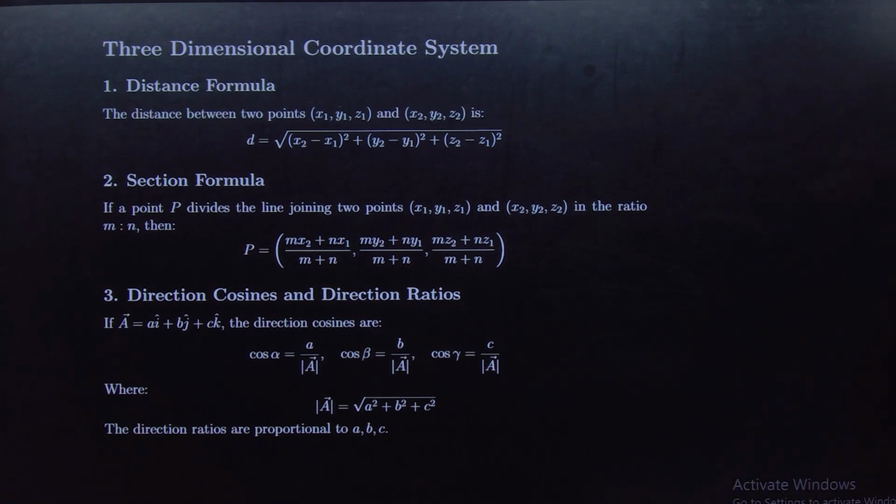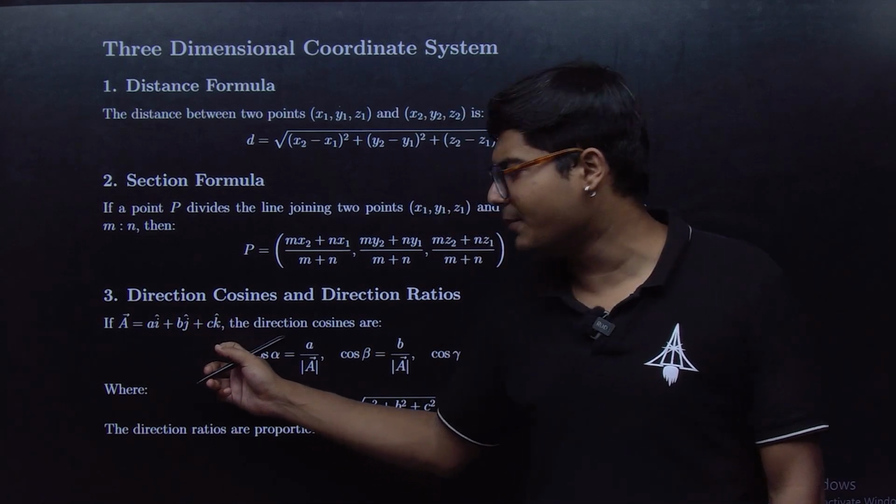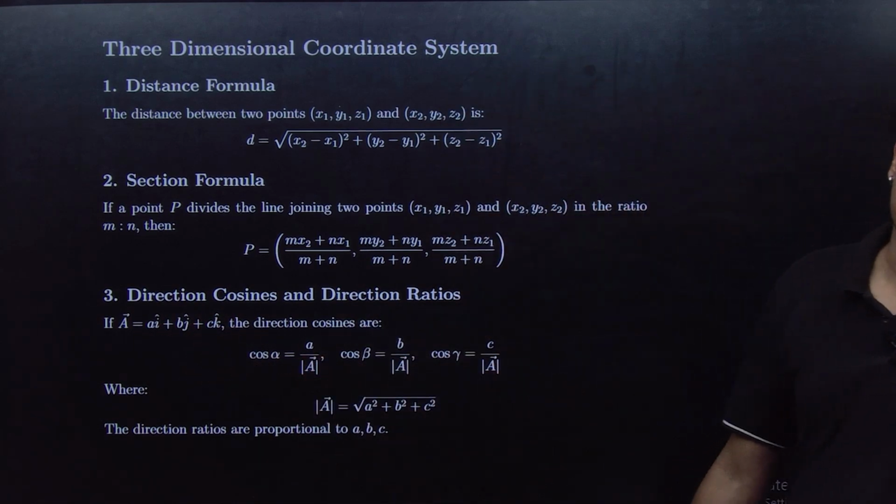Direction cosines and direction ratios: again, just consider the corresponding vector a i cap plus b j cap plus c k cap, then find the corresponding direction cosines, right?